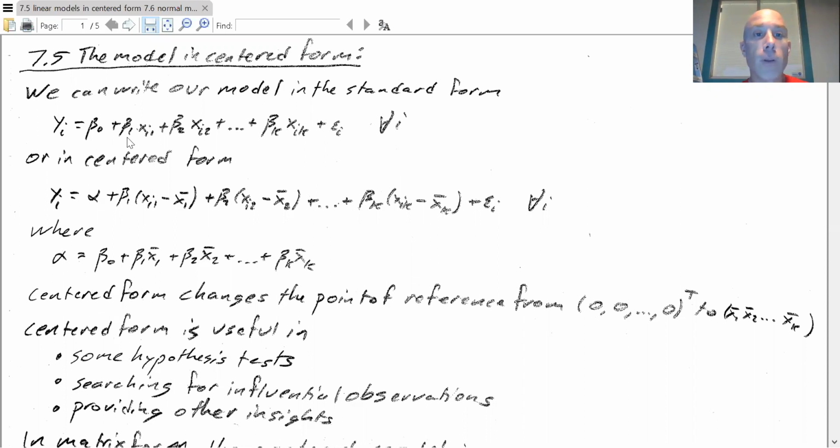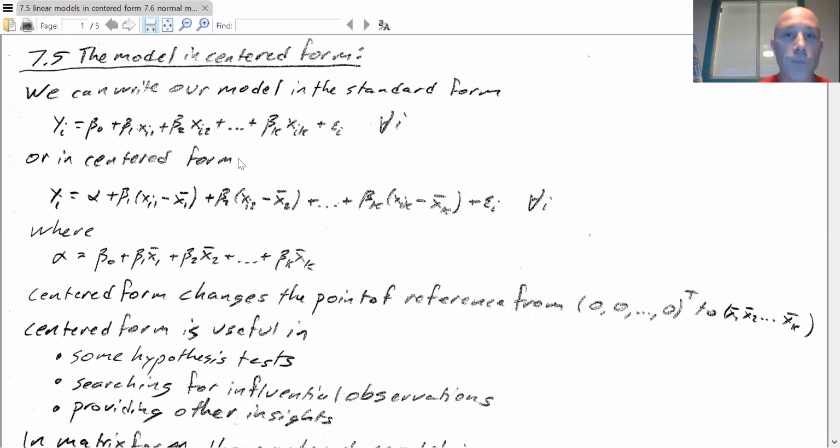We can write our linear regression model in this format, right? So I've got coefficients, a y-intercept coefficient times each predictor variable, and then I have a randomness term right there. Or I can take the model and make a little bit of an adjustment.